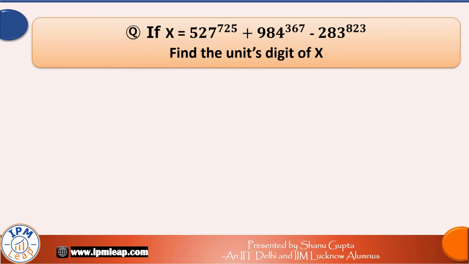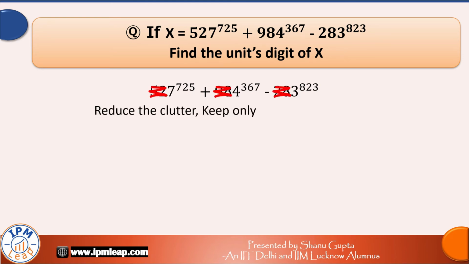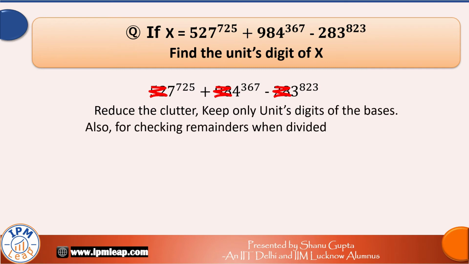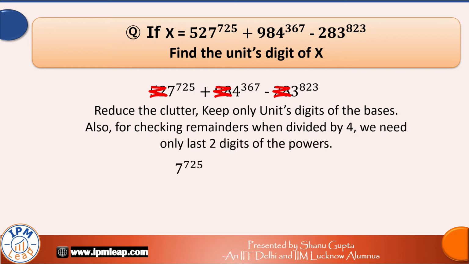A quick look at this expression tells us that 7, 4 and 3 are the unit digits of these numbers. So we can just ignore the rest of the digits and reduce the clutter. That will free up our mind. So the reduced bases are 7, 4 and 3. 7 and 3 have a cyclicity of 4, whereas the base 4 has a cyclicity of 2.